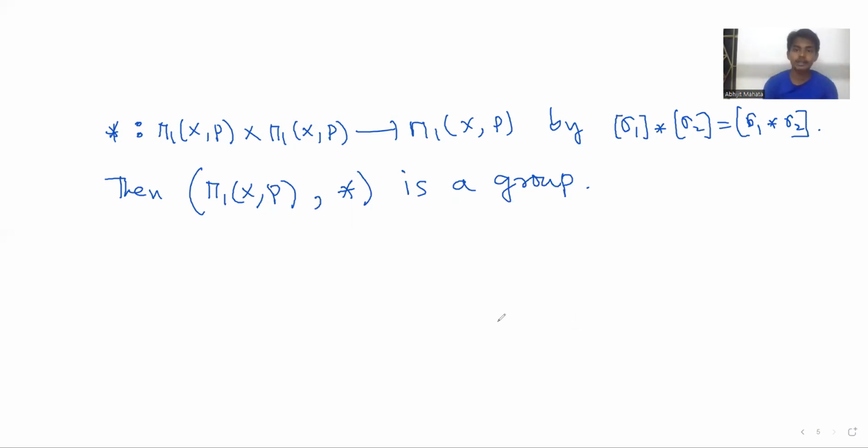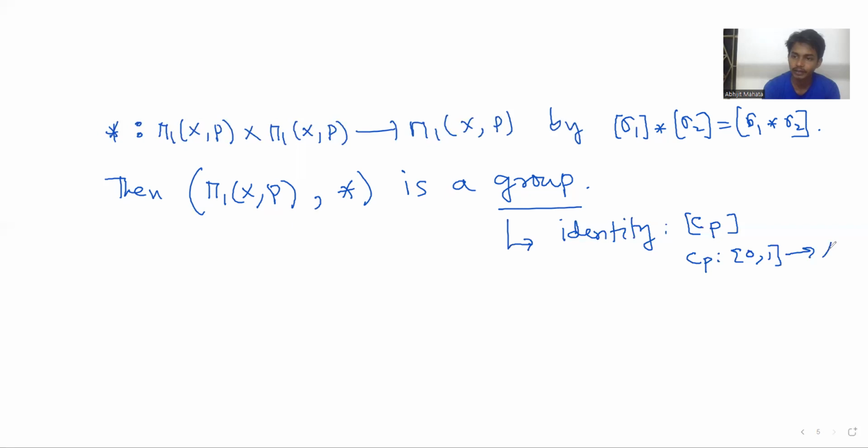Now the idea basically here, since I am claiming that this is a group, we need to think about the identity and the inverse of every element. So the identity element will be the class of C p, the constant loop. How is C p defined? C p is a loop from the closed interval 0, 1 to x. So C p at t is everything goes to the point p.